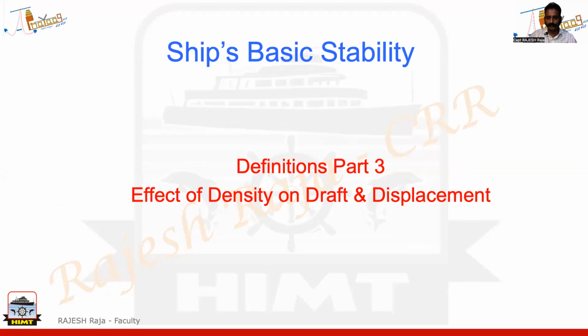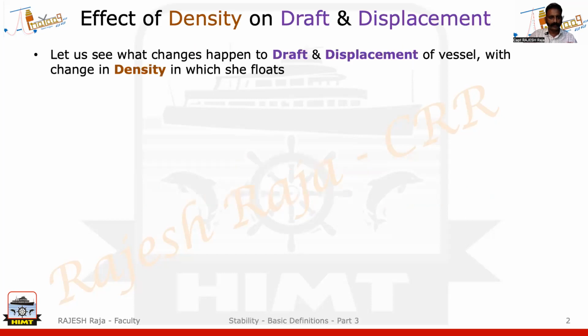On part 2, we had finished about 10 definitions. So this is the next of the series. I'm going to look at the concept, just a quick question, which will tell me what it is going to lead to in the next definition also. So let us see what changes happen to the draft and displacement whenever a vessel is sailing between two different densities.